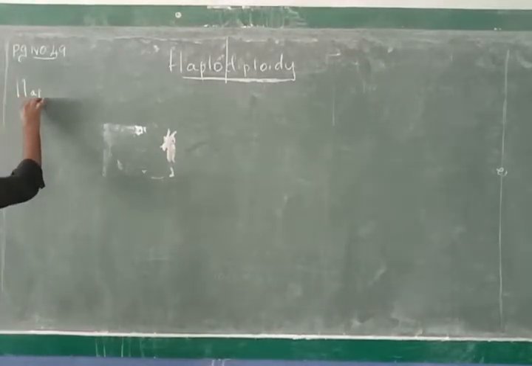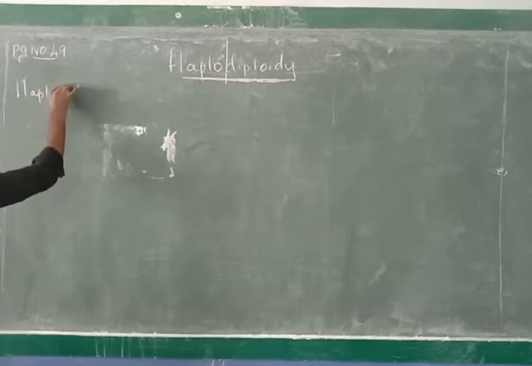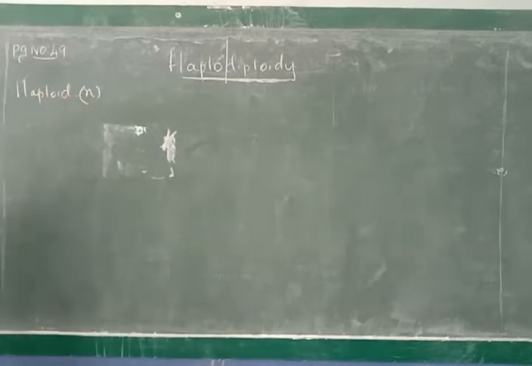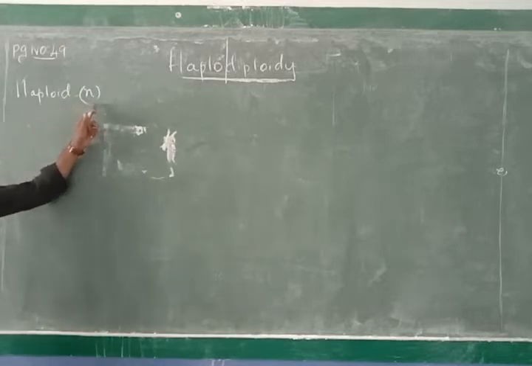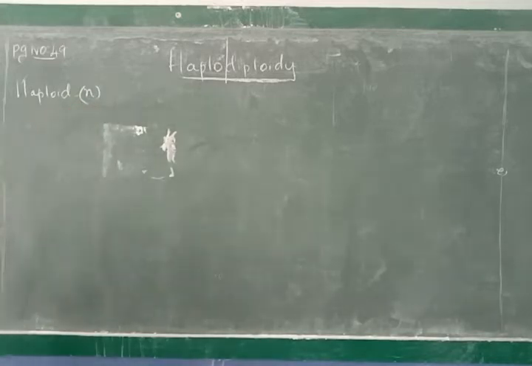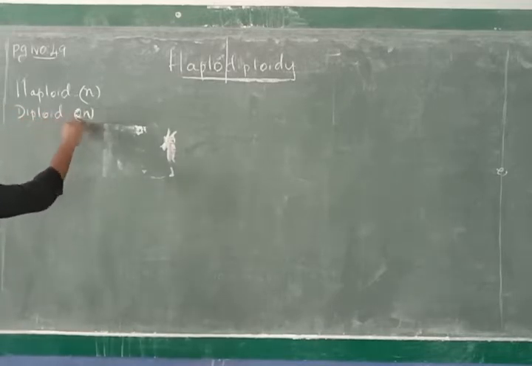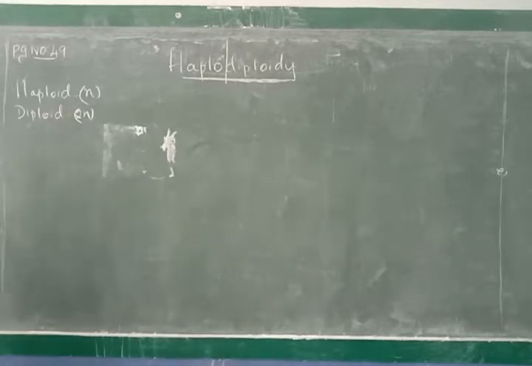Haploid means half the number of chromosomes. So n number of chromosomes are called haploid, a half set of chromosomes. And what is diploid? That is 2n number of chromosomes, a full set of chromosomes.